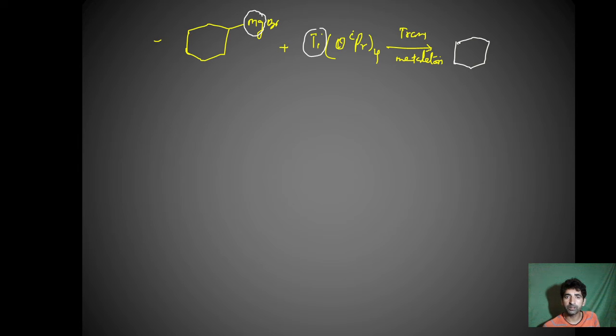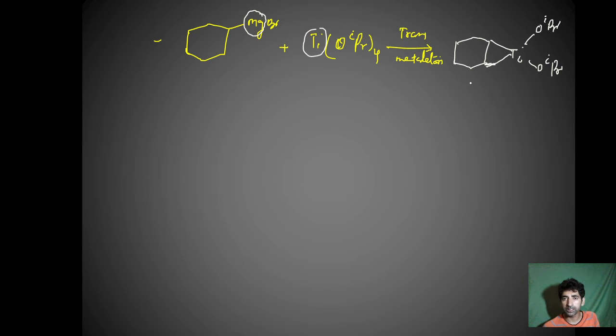So what will happen? This binds with the titanium. So like this, it binds with the titanium. Since two valencies of titanium are satisfied by these two groups, this carbon and this carbon, therefore two isopropoxides leave from this titanium isopropoxide. So we have OiPr and OiPr. This step is called transmetallation.